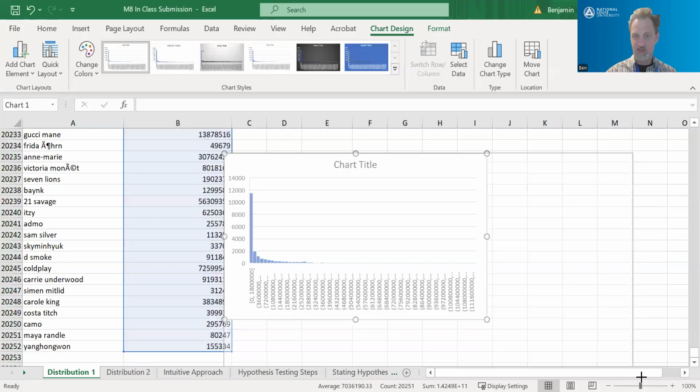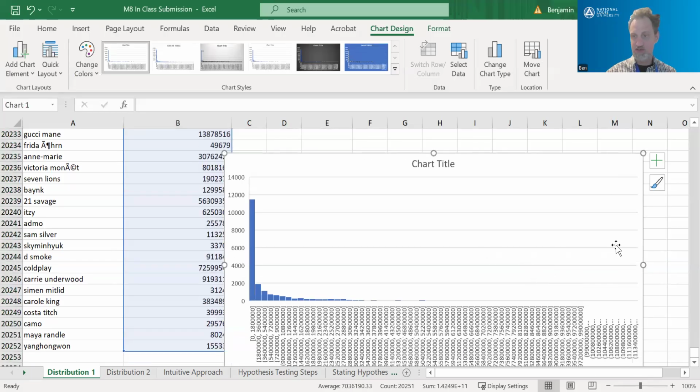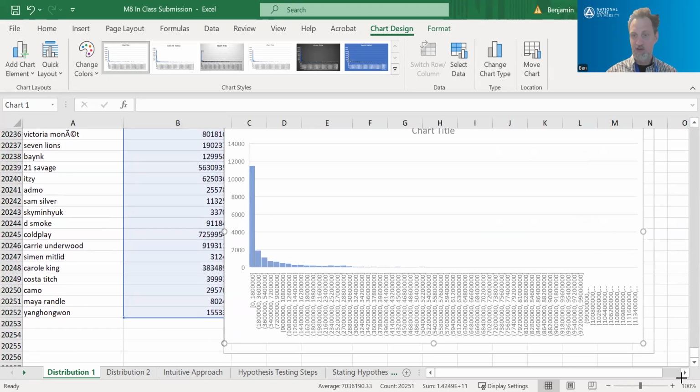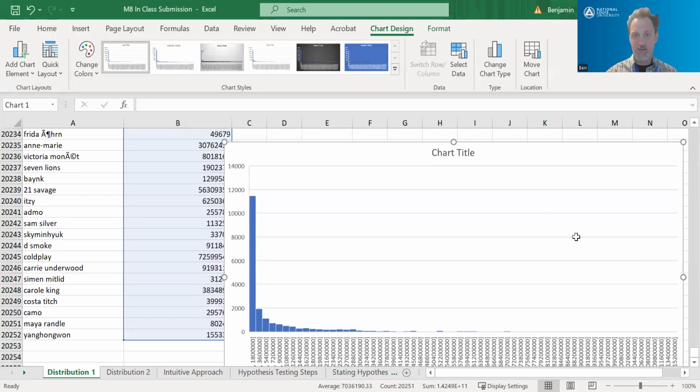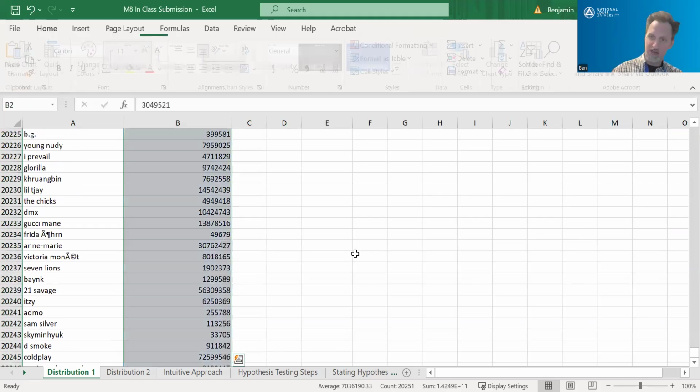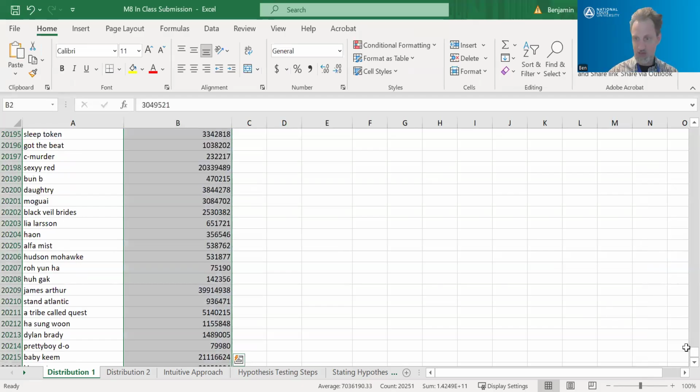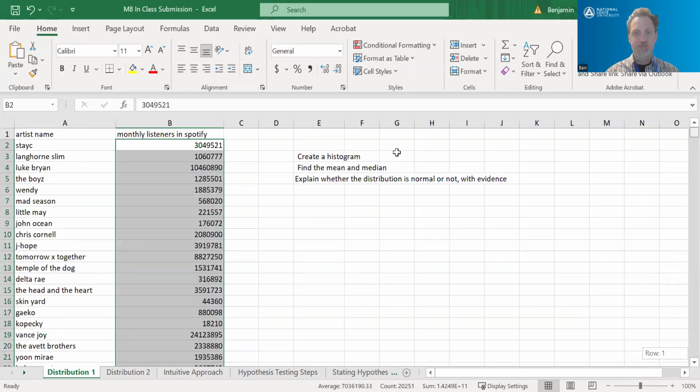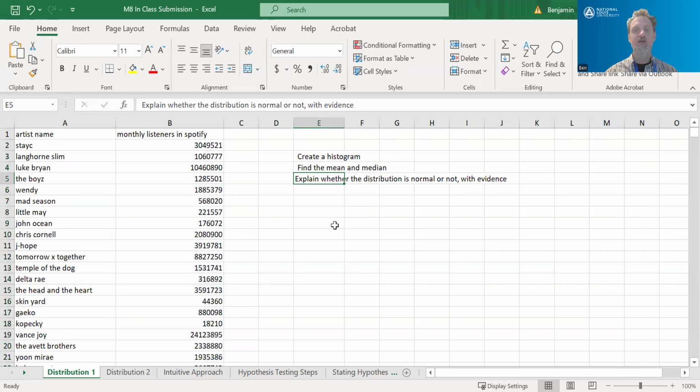Give yourself more space so you can actually see what's happening here. This is a little hard to read. And then, of course, you're going to put your title and your labels on all of that. Scroll back up to the top. And then find the mean and the median and explain whether the distribution is normal or not with evidence. So all of that we've practiced doing before. I think that's all pretty self-explanatory. Let me go back to here. Mean and median, distribution is normal, good.